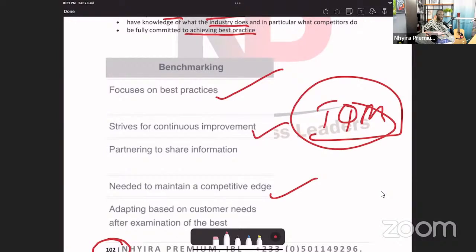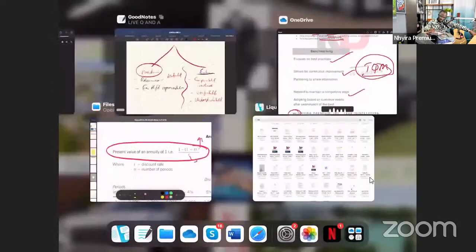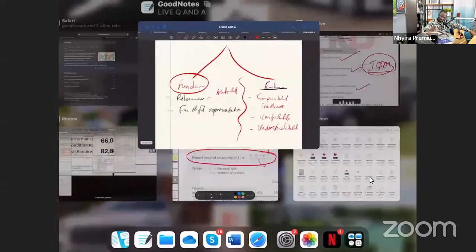Sure. Yes, I just need a little clarification on something I captured during the time we were treating IAS 38. You said the following must be present in order for us to capitalize.